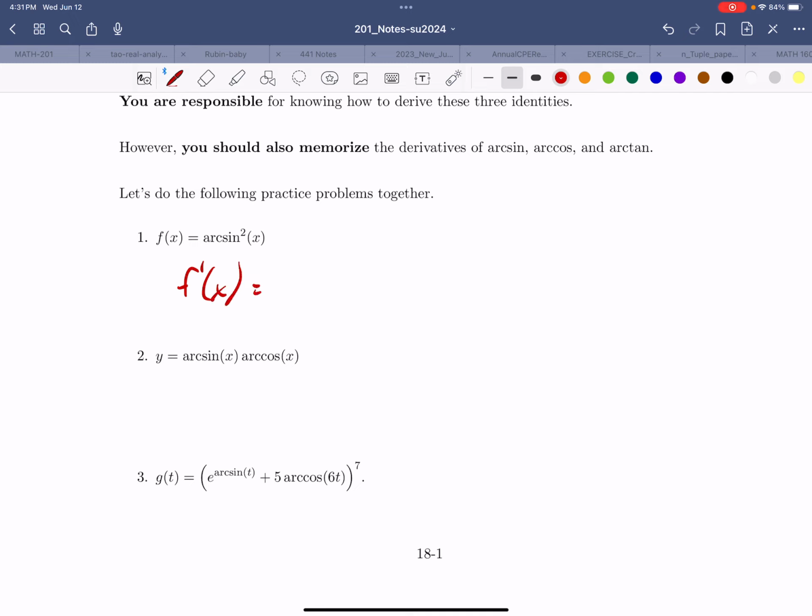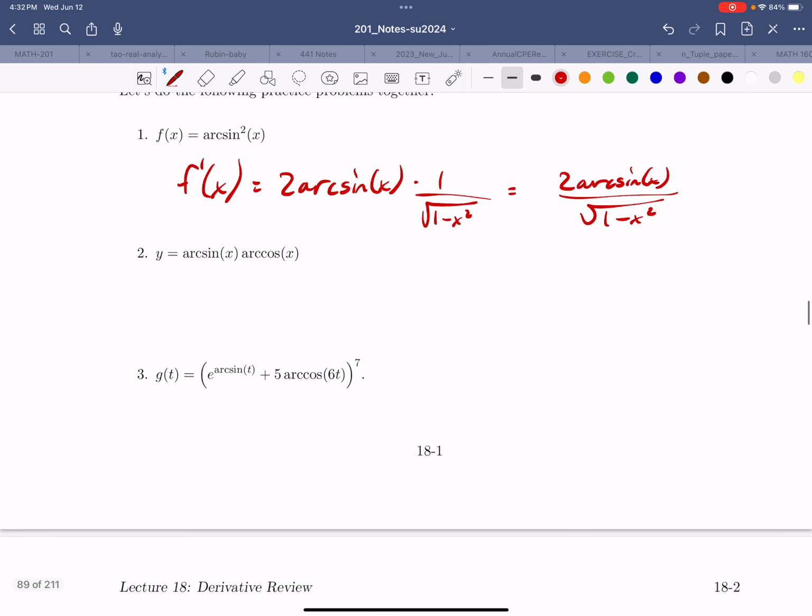Now note that this is chain rule galore here, right? The outer function is x squared, so the derivative is 2 arc sine of x. Then we have to multiply by the derivative of arc sine, which is 1 over the square root of 1 minus x squared. You can leave it like that. You can also write it as 2 arc sine of x over the square root of 1 minus x squared.